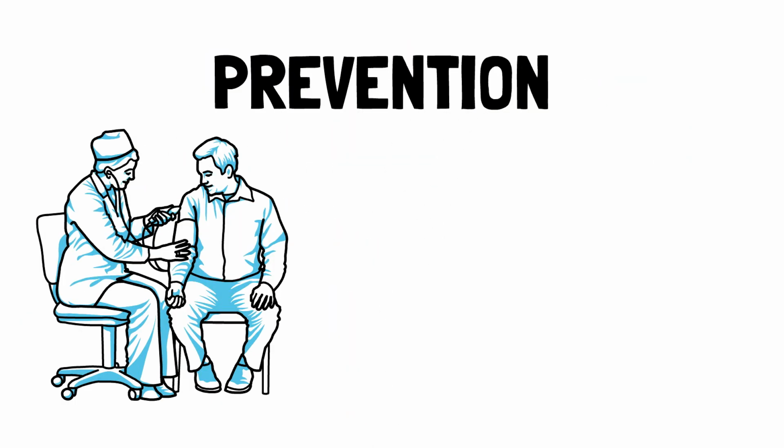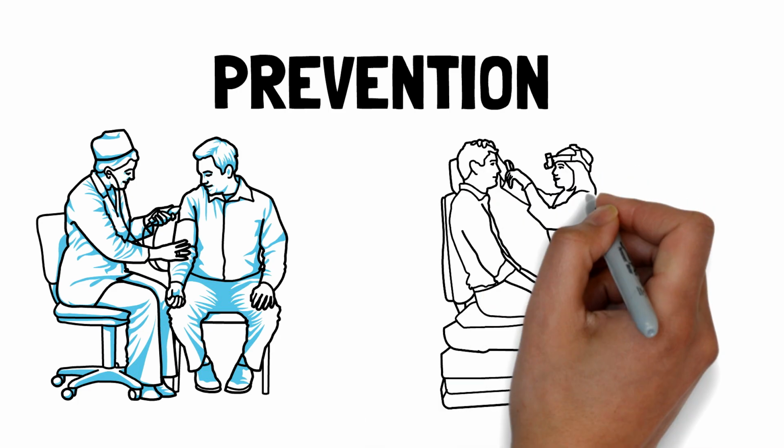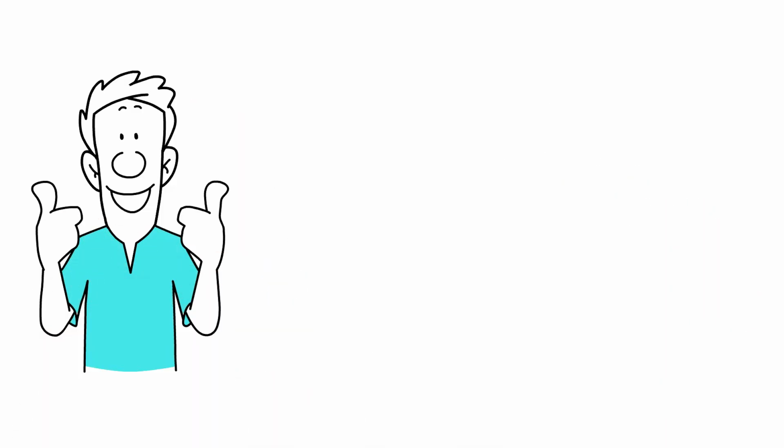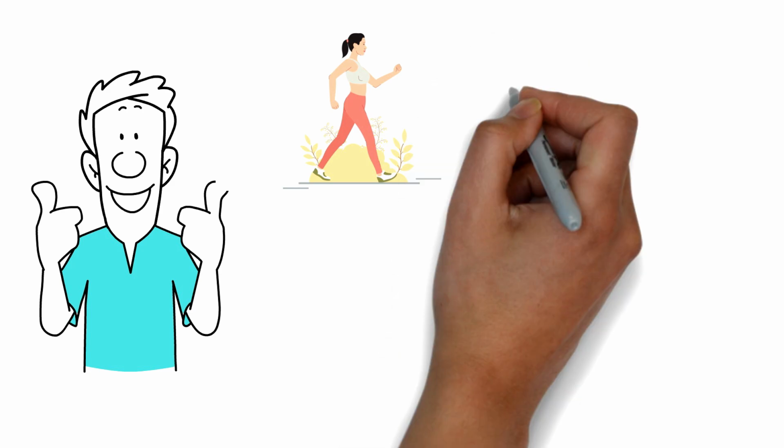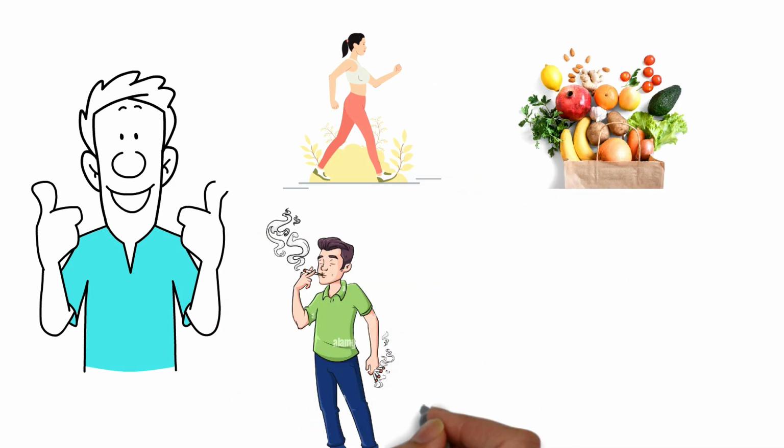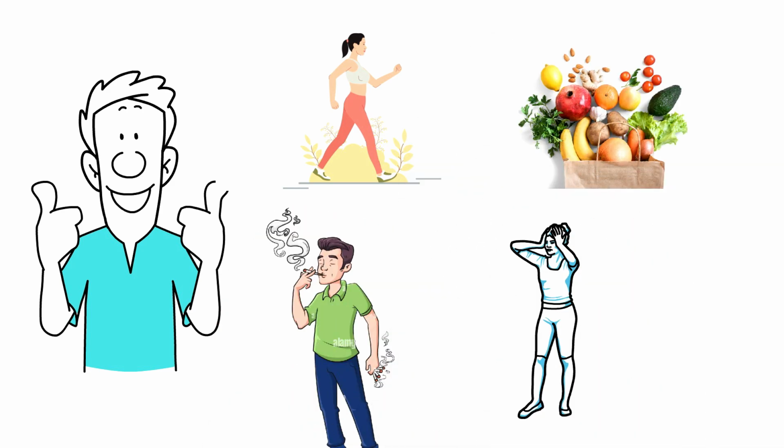Preventing diabetes is possible. Some things you can do to lower your risk of developing diabetes include maintaining a healthy weight, exercising regularly, eating a balanced diet, quitting smoking, and managing stress levels.